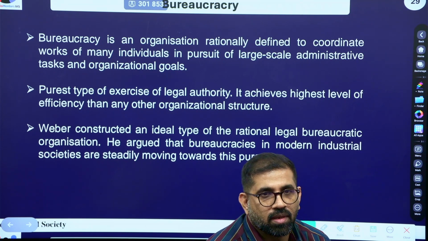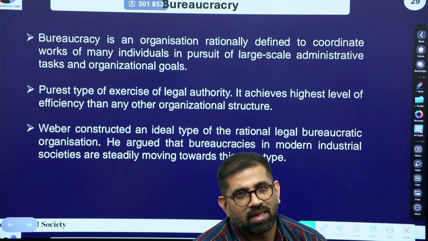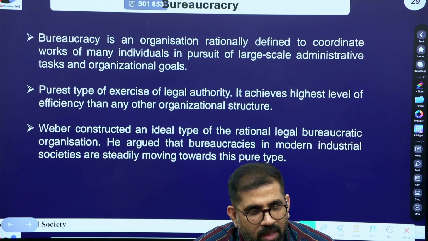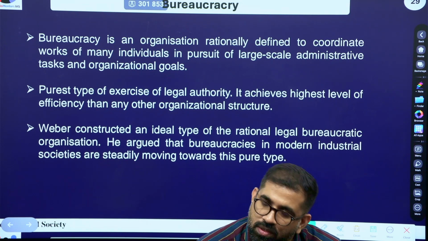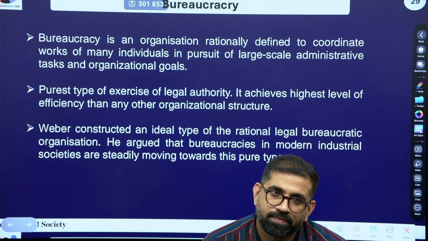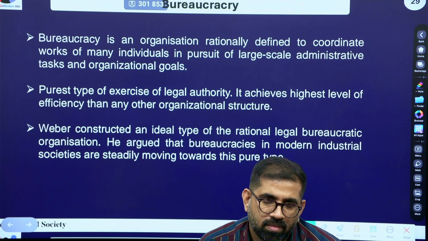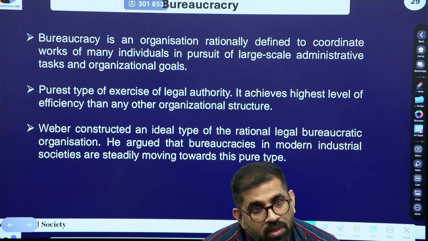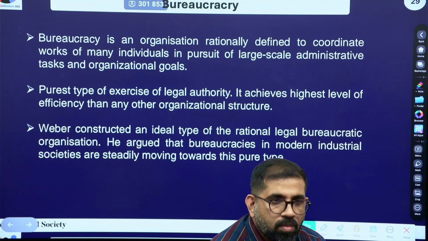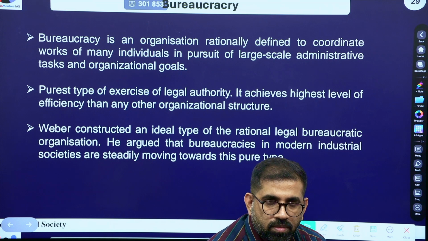Then any other point? Administrative apathy, you can mention that, because bureaucracy is also associated with rule orientation and so on. Yeah, rules becoming more important than the actual goals, that can also be mentioned. Then you can also mention that in bureaucracy, more importance is given to experience rather than efficiency, right? So that is also a problem of bureaucracy. Promotions are based on experience rather than efficiency. So that can also be mentioned as a problem of bureaucracy.